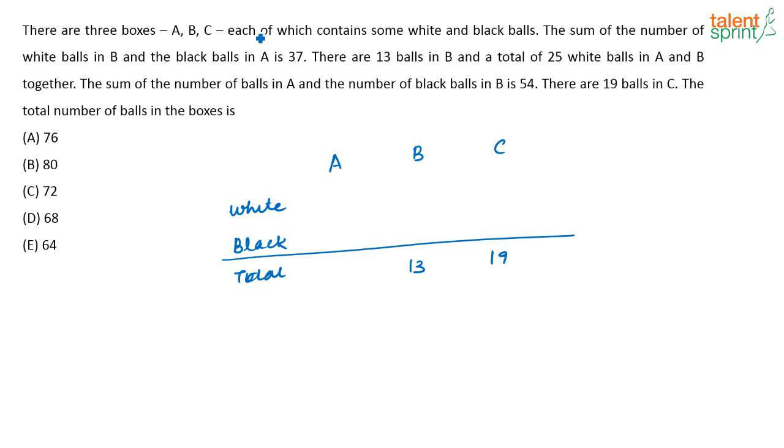What's given? There are 3 boxes, each of which contains some white and black balls. The sum of the number of white balls in B and black balls in A is 37. There are 13 balls in B and a total of 25 white balls in A and B together. So let us take the number of white balls in B as x. Then how many white balls are there in A? 25 minus x.